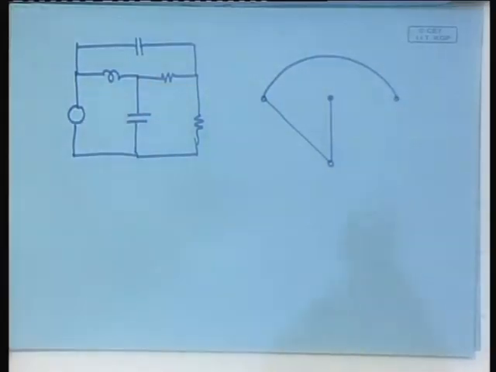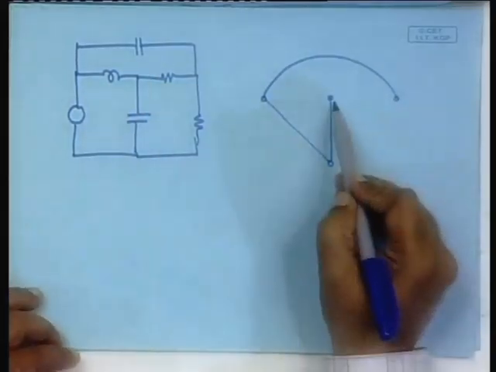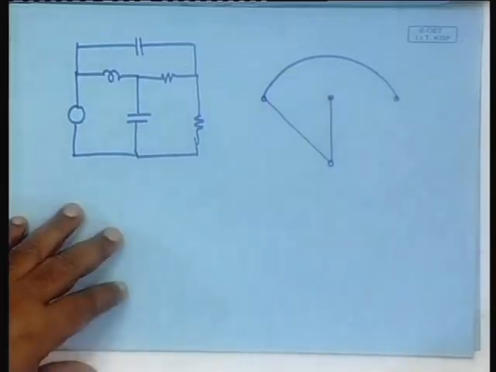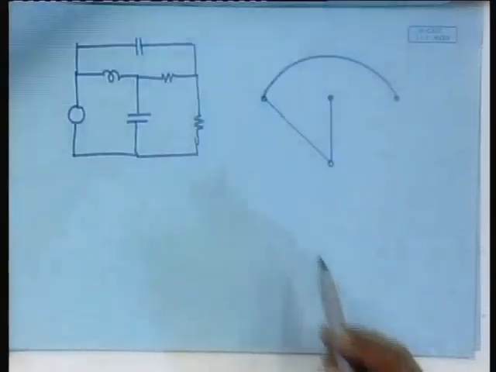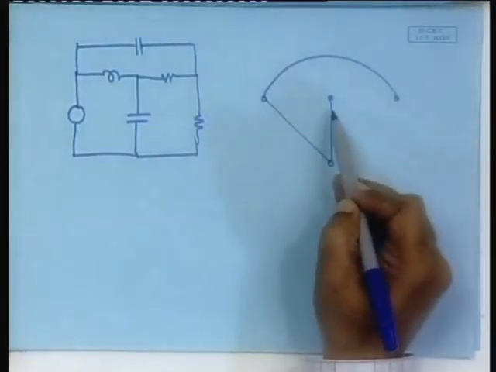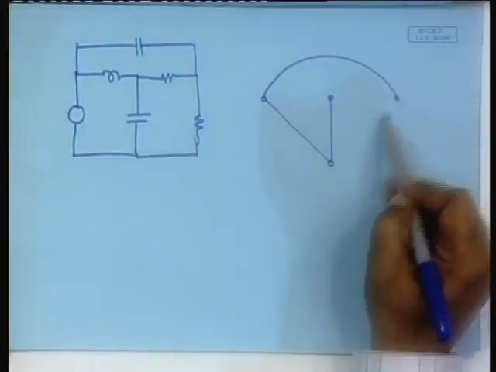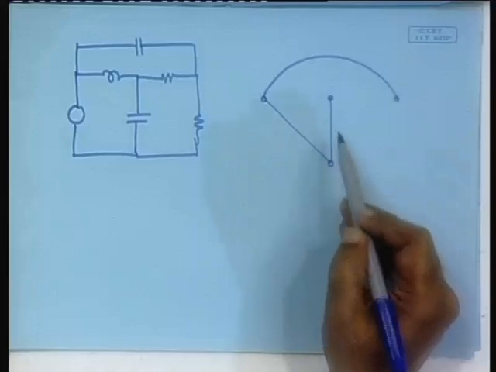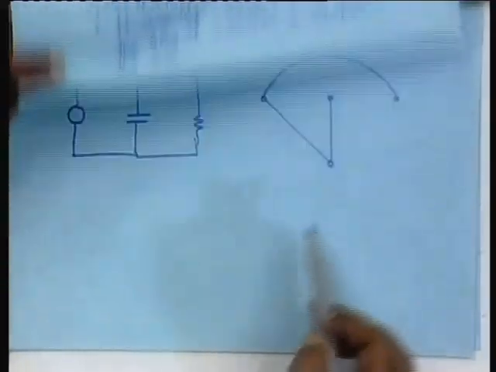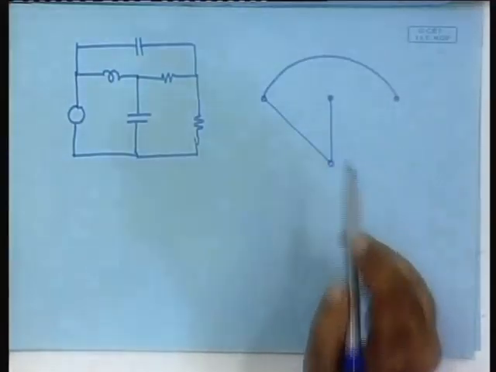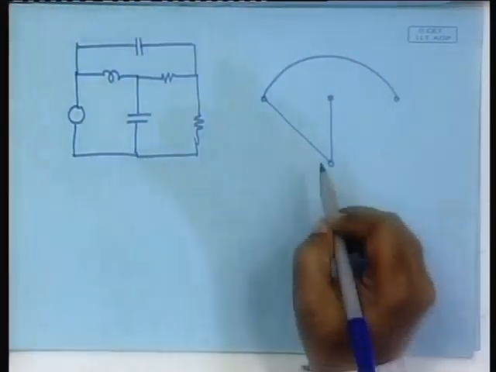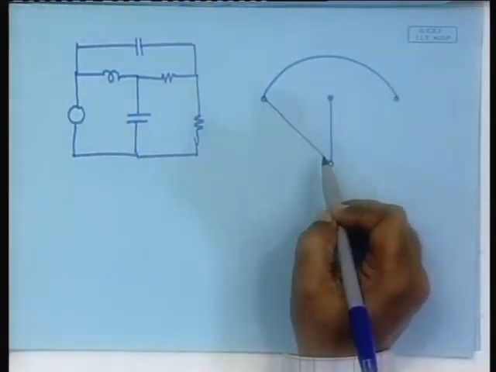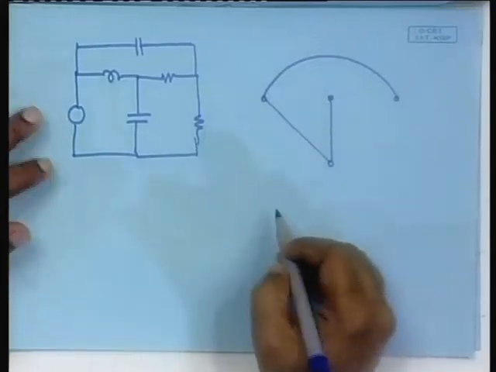The moment we try to include, the next point was it should include the maximum number of resistors. The moment you try to do that, the loop is closed and therefore, it does not remain a tree. Here also the same problem, and we do not need any inductor to complete the tree. So, that out of all possible trees is a very special tree which we will use. It is called a standard tree.